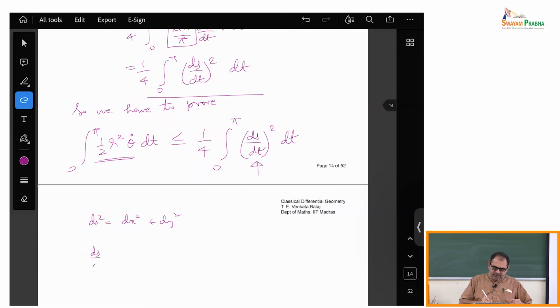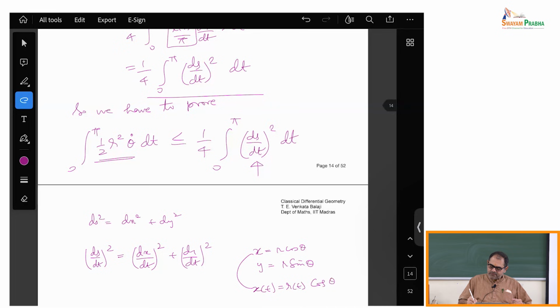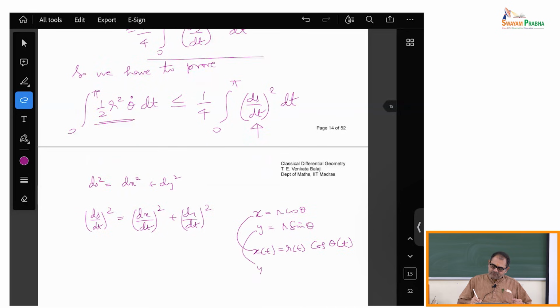So ds by dt the whole squared is nothing but dx by dt the whole squared plus dy by dt the whole squared, and x is r cos theta. Okay, to write it more carefully, and of course y is r sin theta for polar coordinates, and to write it more carefully, x of t is r of t cos theta of t, and y of t is r of t sin theta of t. Okay, and therefore you change everything into r and theta.